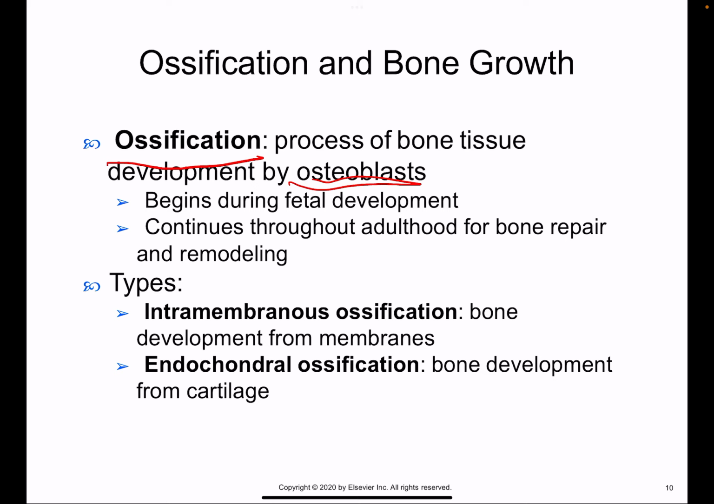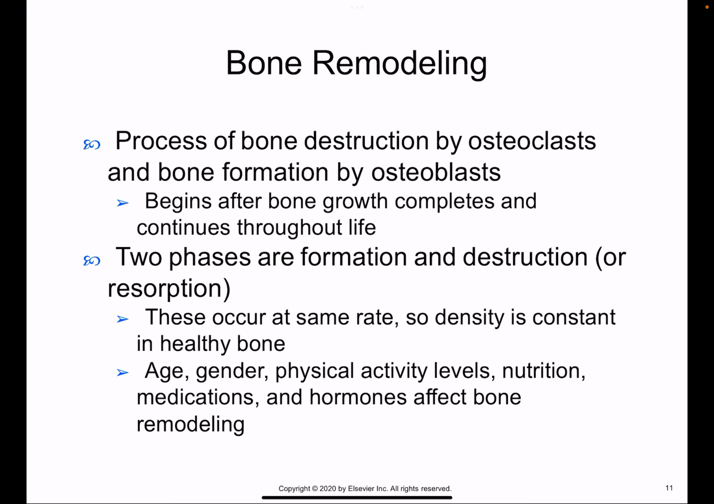There are different types, right? We have intramembranous ossification, right? This is bone development from membranes, which is specifically what we were talking about a little bit earlier, about how when we're born, we have more of a membrane for a skull than just a skull. That's why there's times where you can feel a soft spot on a baby's head. That's what that means. Now, we also have endochondral ossification. This is bone development specifically just from cartilage.